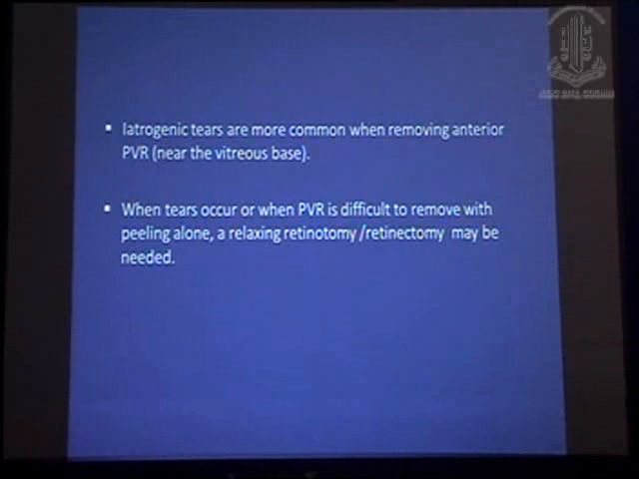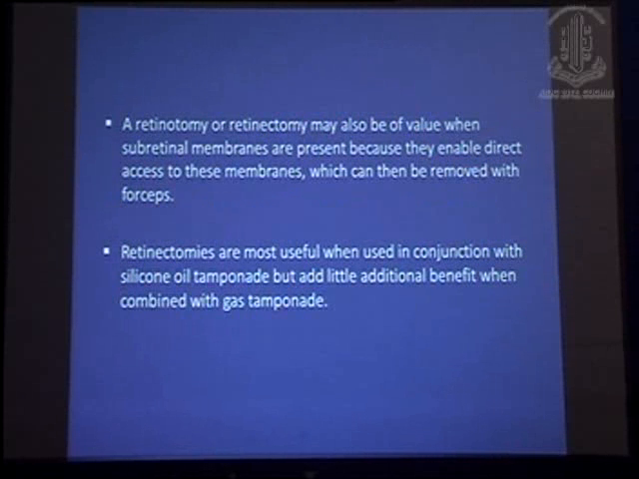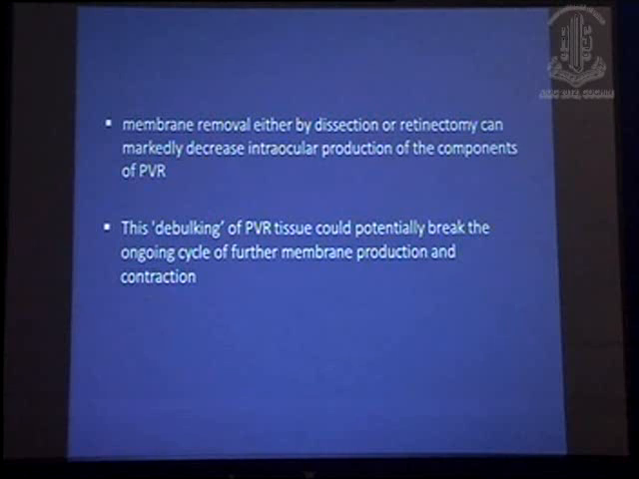Now, while removing anterior PVR, iatrogenic breaks near the base are very common. We must remember that retinotomy or retinectomy should be the last resort, when PVR is very difficult to remove with peeling alone. And we have to keep one thing in mind while peeling the membranes, that we must keep the retina inserted at the ora as long as possible till the end. Retinotomy or retinectomy may also be of value when subretinal membranes are present because they enable direct access to this membrane, which can be removed with forceps. Of course, oil has to be used along with these procedures. We'll come to that later.